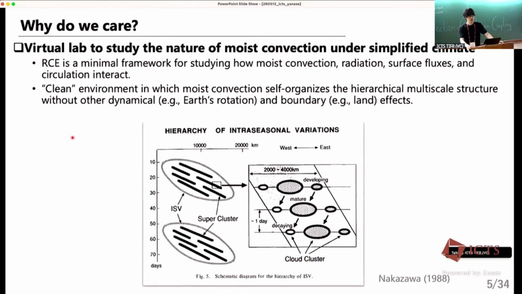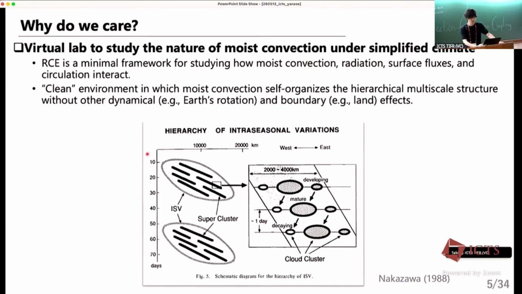Why do we care about convective self-aggregation? One of the reasons is that RCE is a minimal framework for studying how small-scale moist convection interacts with radiation, surface flux, and circulation, and how they interact with each other. Of course, these ingredients play an important role in the real tropical atmosphere, but it is very complex. So it is useful to isolate these interactions in the idealized world.